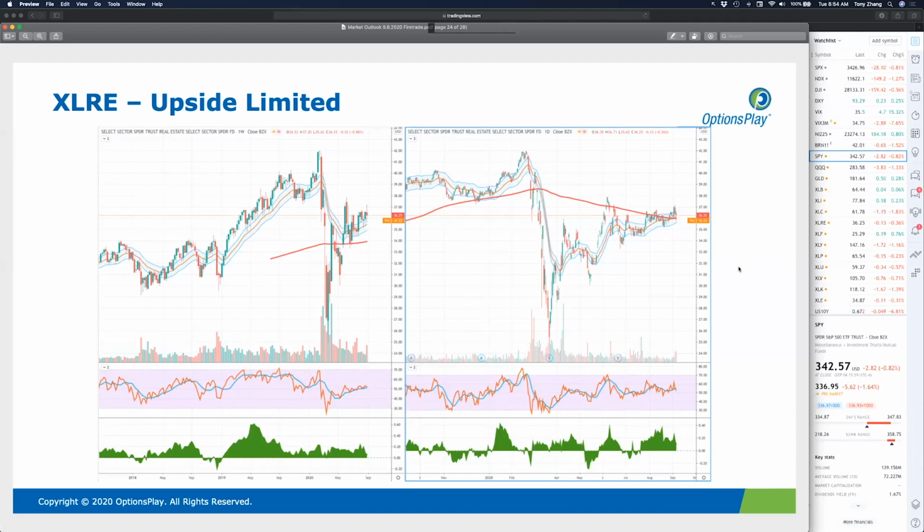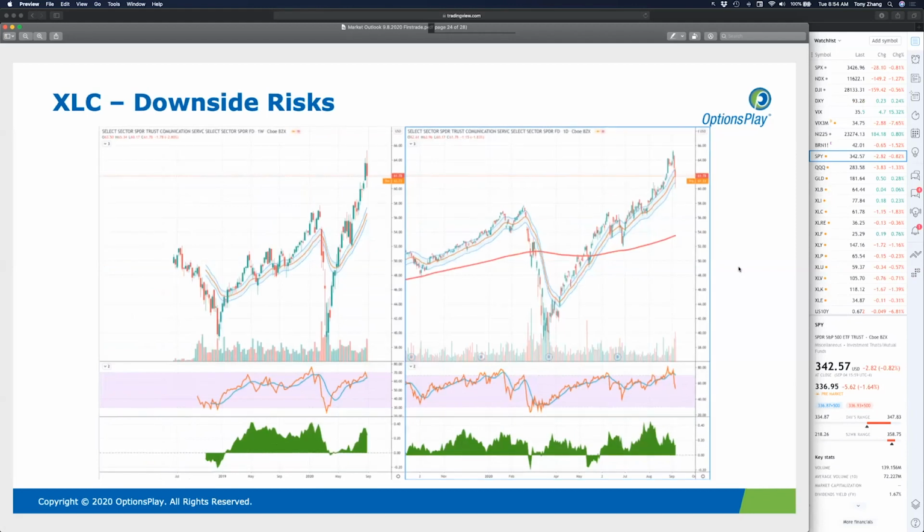We're seeing this across the board, but again, the residential, especially the ones that have relatively high exposure to urban areas and office space, those are the ones that we think are going to see some further weakness here.